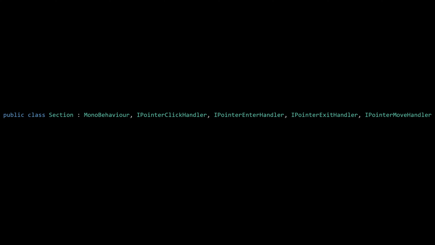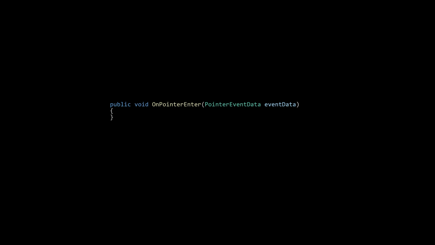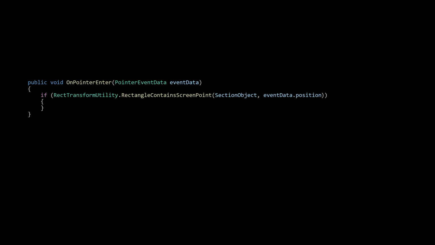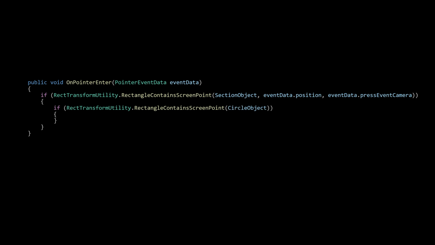Let's start off with the pointer enter event. We need to decide if we've entered straight onto the visible part of the circle segment or if we're just within the object bounds, but not on the visible part. We will use the rectangle contain screen point function. We give it our section object, rect transform, the event position, and the camera we're on. This lets us know we're within the bounds of the whole section object setup, but we need to decide if we're on the visible part, so we need to do another check. Give it our circle object now, the event position and camera, and let's make our segment green so we can visually see if we're on the button.